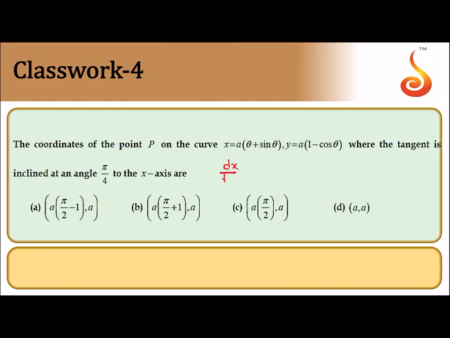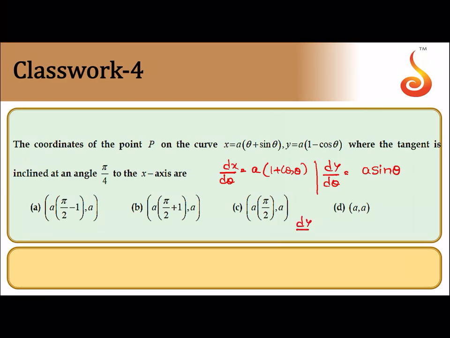Option C is correct, 1 by 36. Example 4. Coordinates of point P to the curve x is equal to a theta plus sin theta, y is equal to a 1 minus cos theta, where the tangent is inclined at pi by 4 with x-axis. So what is asked? The coordinates of P.